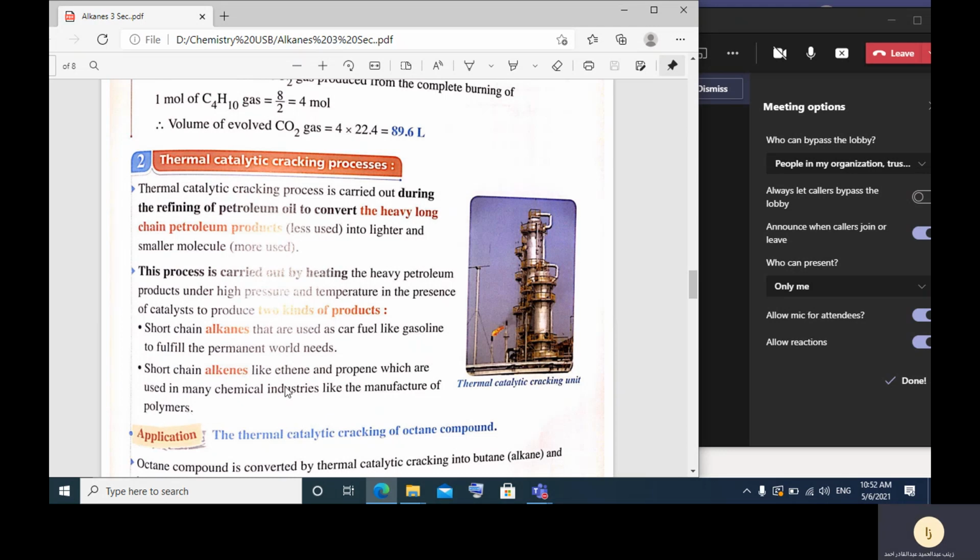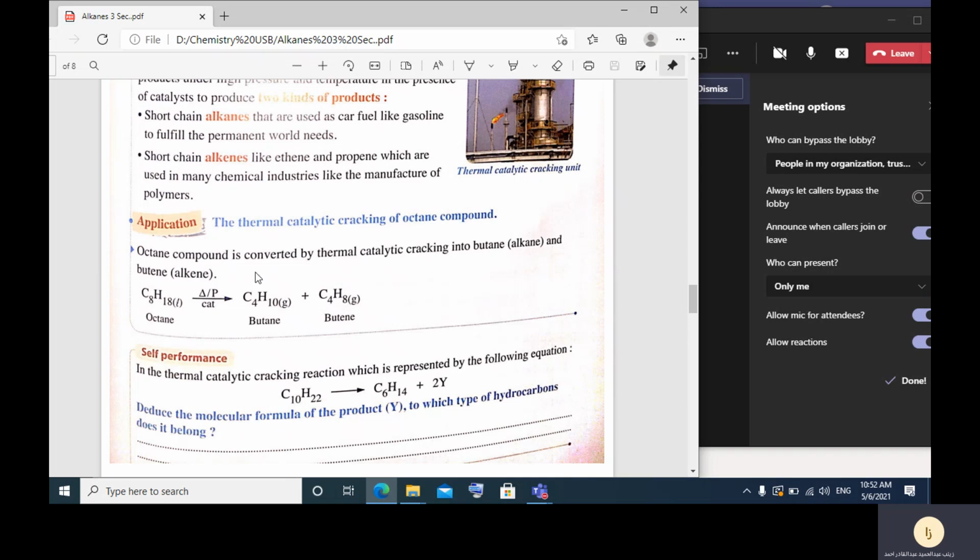Thermal catalytic cracking of octane compound. Octane means it has 8 carbon atoms. Octane compound is converted by thermal catalytic cracking into butane and butene. Again, octane compound is converted by thermal catalytic cracking into butane and butene. So catalytic cracking means heating in presence of pressure and catalyst. They give ane and ene, alkane, which is called butane, and alkene, which is called butene.